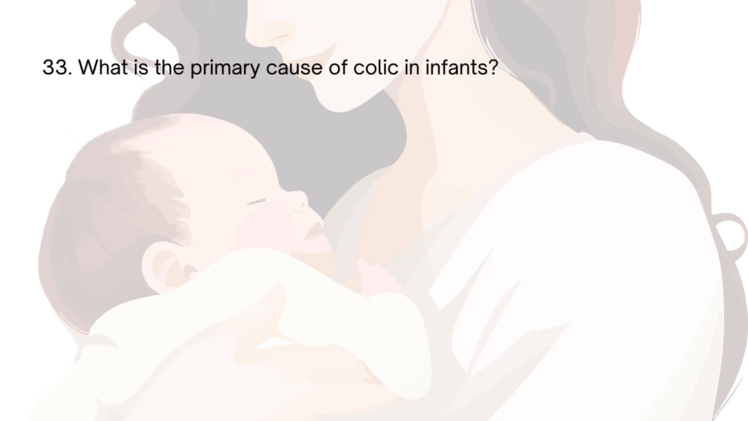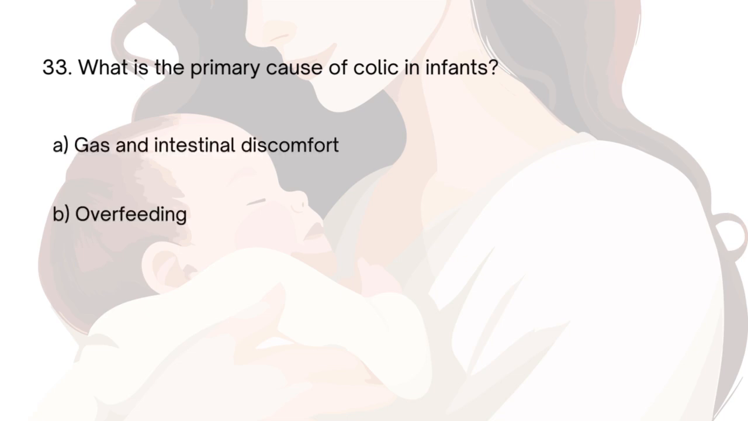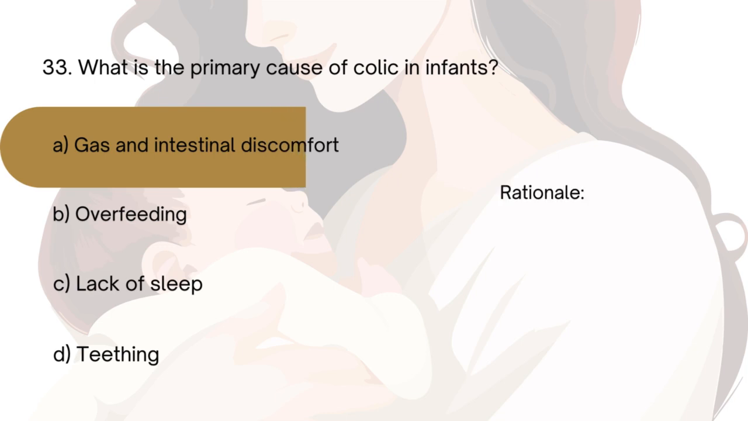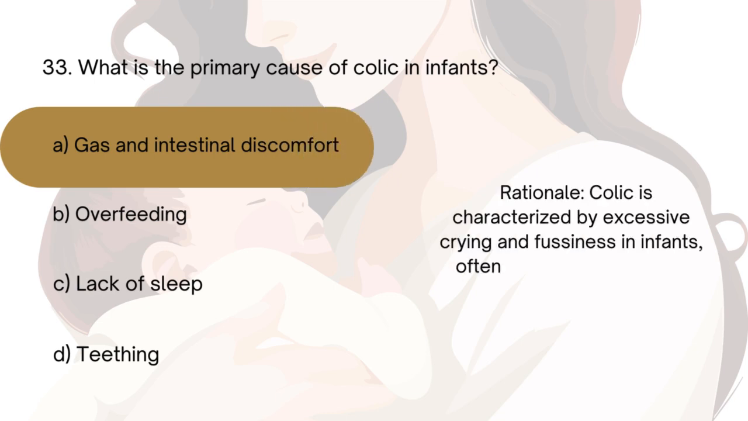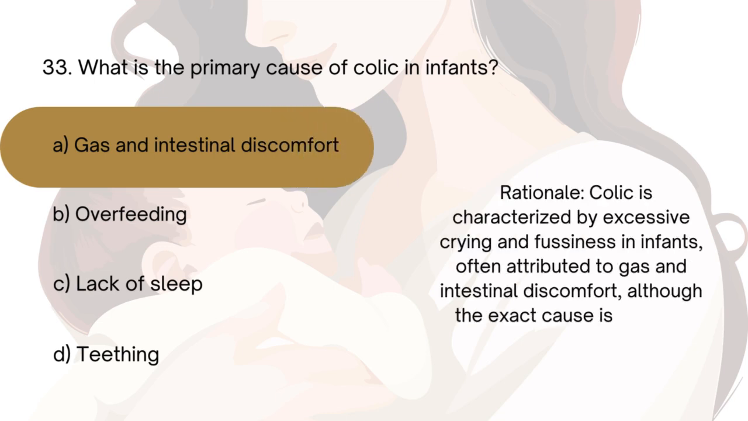33. What is the primary cause of colic in infants? A. Gas and intestinal discomfort. B. Overfeeding. C. Lack of sleep. D. Teething. Rationale: colic is characterized by excessive crying and fussiness in infants, often attributed to gas and intestinal discomfort, although the exact cause is not fully understood.